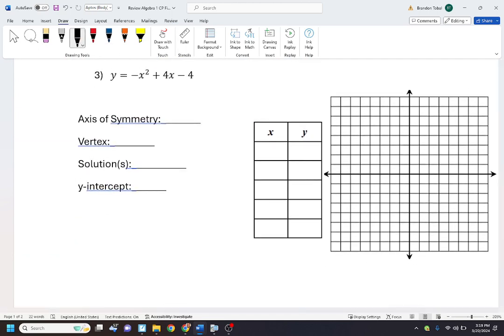All right. Let's start with this one. Now we're dealing with B, which means our axis of symmetry is going to be a little different.